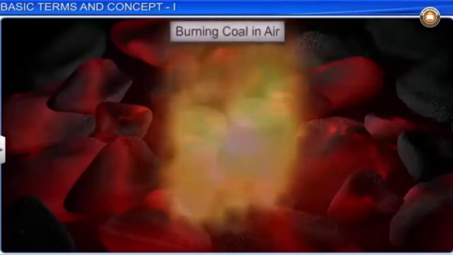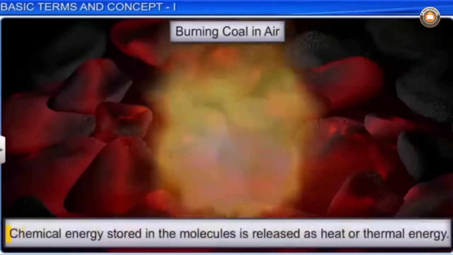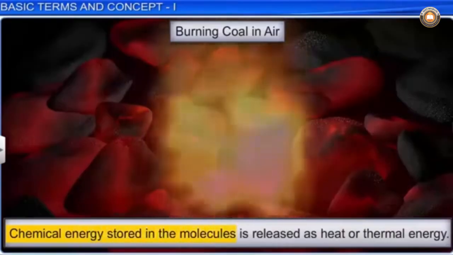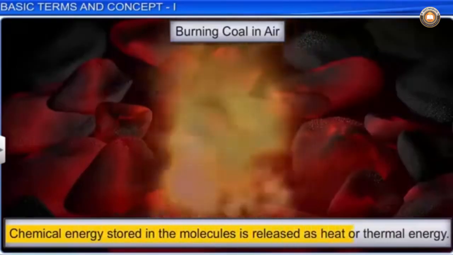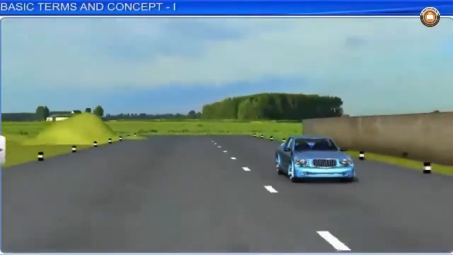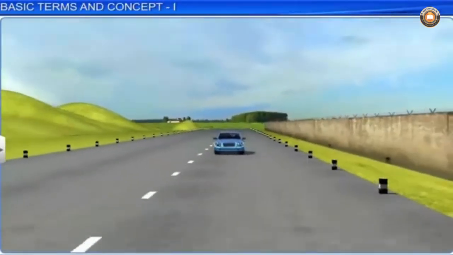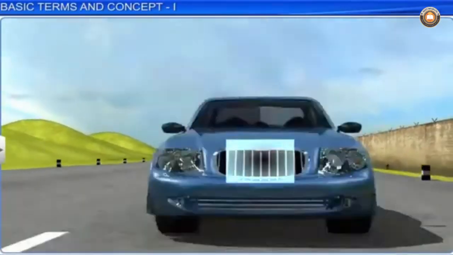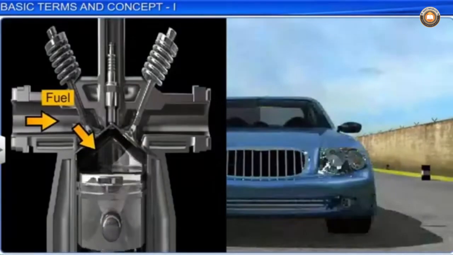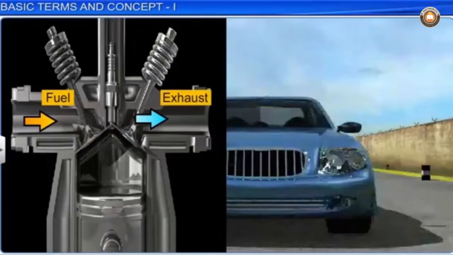Before we begin, let's look at examples of some common chemical reactions, like the burning of coal. When coal is burnt, the chemical energy stored in the molecules is released as heat or thermal energy. Another example is that of burning of fuel in a car engine. When the fuel burns in an engine, it converts the chemical energy to mechanical energy, propelling the car to move along the road.